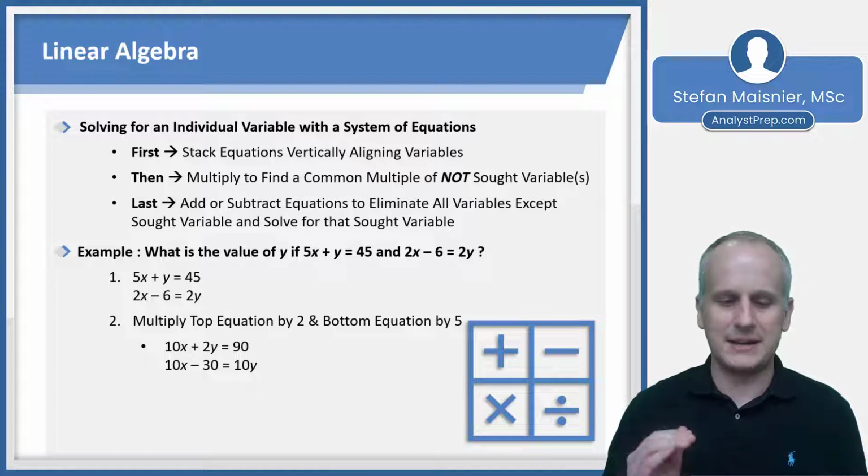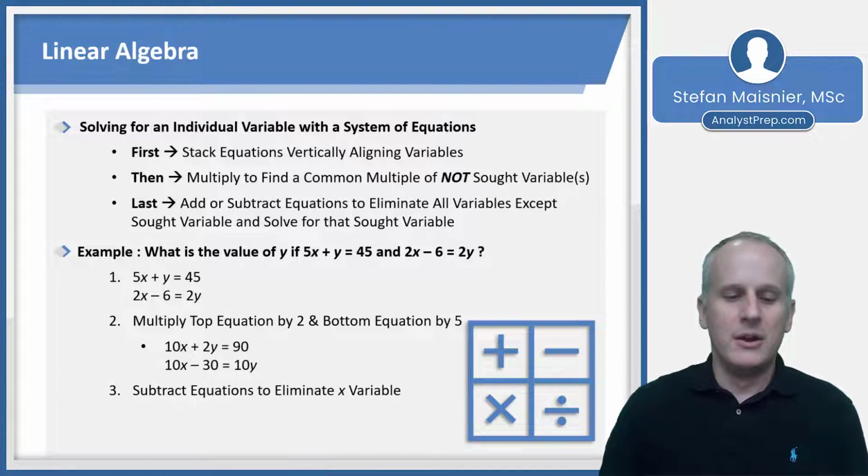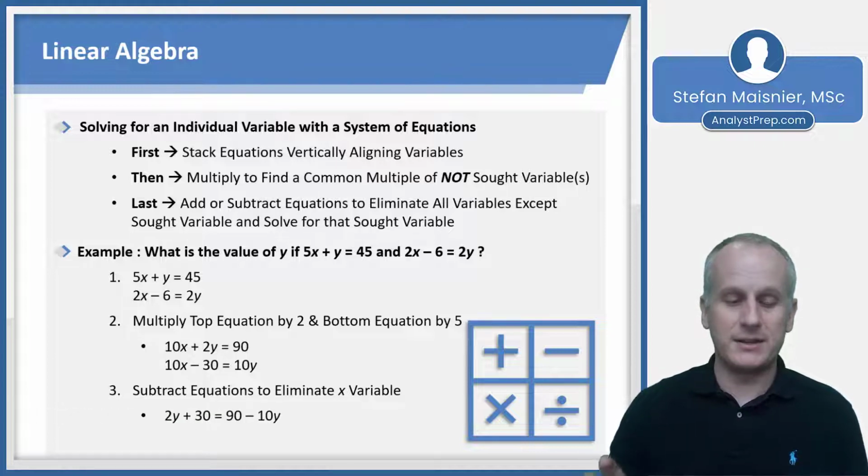We've got 10x on the top equation and 10x on the bottom equation, because when you multiply the top equation, 5x plus y equals 45, by 2, you get 10x plus 2y is equal to 90. And if you multiply your bottom equation by 5, you get 10x minus 30 is equal to 10y. So now we can simply subtract these equations from each other to eliminate the x variable entirely. And we're left with 2y minus 30, which becomes a plus 30, is equal to 90 minus 10y.